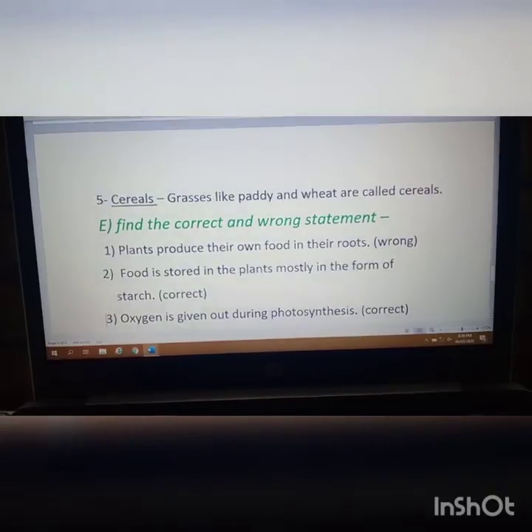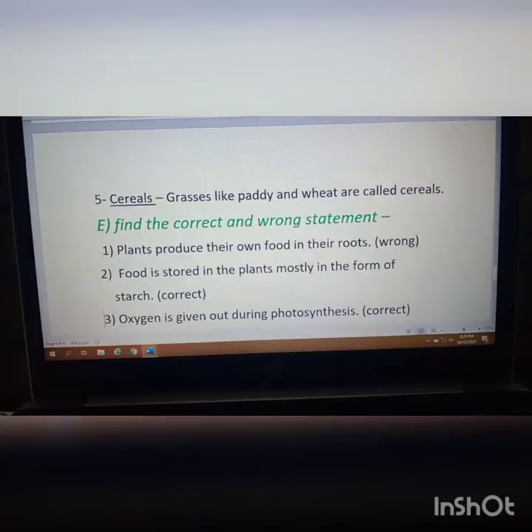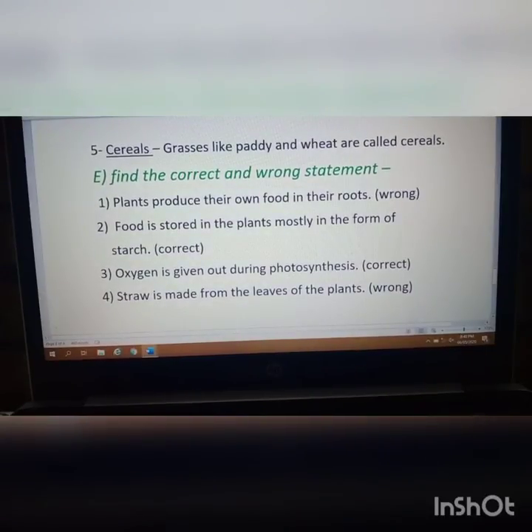Okay students, now let's move to our next section of question answers, that is find the correct and wrong statement. You will have to answer whether the statement is right or wrong. First, plants produce their own food in their roots. No, it is a wrong statement. Plants produce their food in their leaves, not roots. Second one is food is stored in the plants mostly in the form of starch. Yes. The extra food that is prepared in the plant's body gets stored in the form of starch mainly. Now next question number 3, that is oxygen is given out during photosynthesis. Yes, this is correct. And this gas we intake. Okay, the oxygen gas is given out by the plants during photosynthesis.